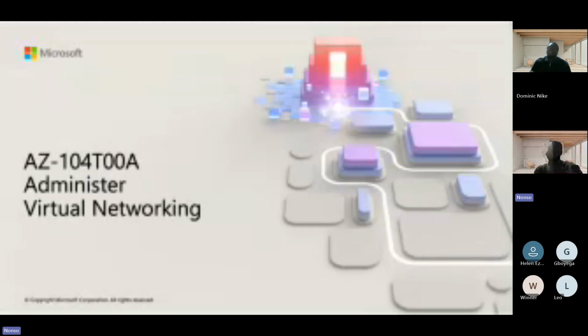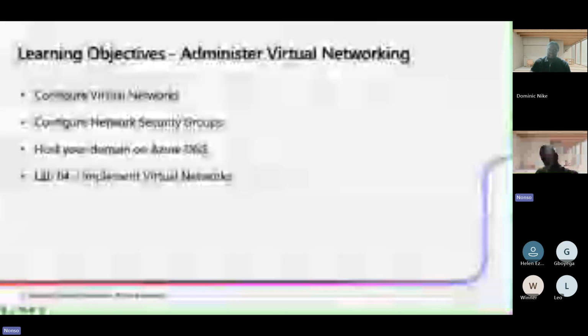Right, let's start. Today we are going to look into networking in Azure, what it is. I know we touched a little bit on it in 104 and in 900, but we're going to get a little bit more deep. What we're going to look at today is administering virtual networks. This is AZ104.